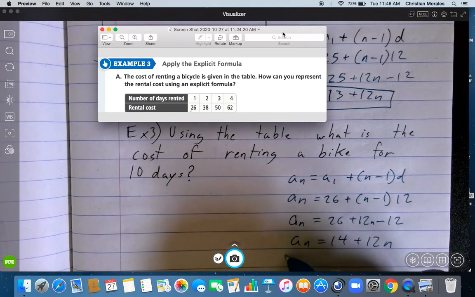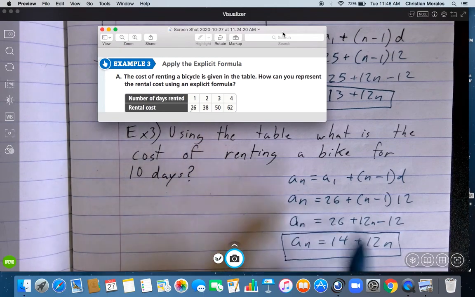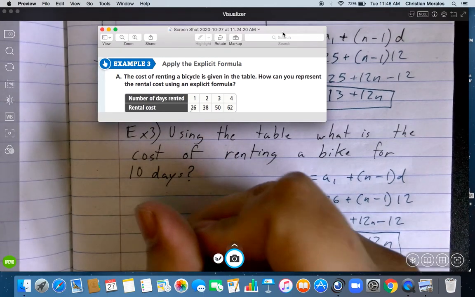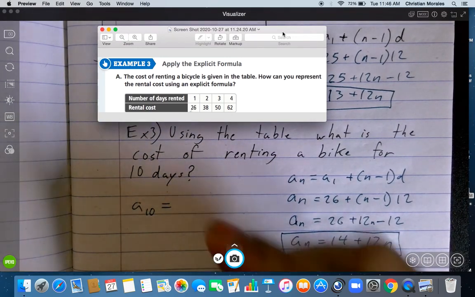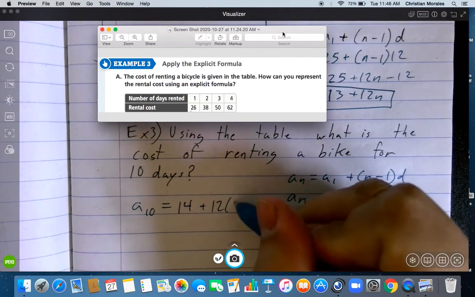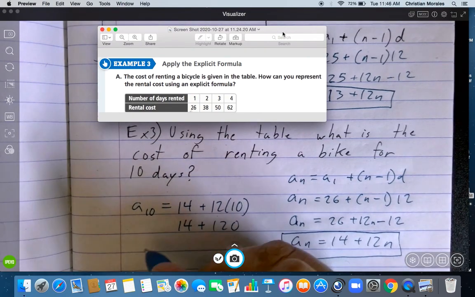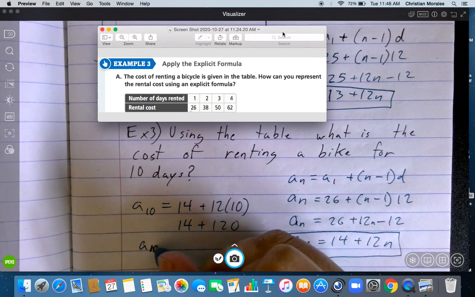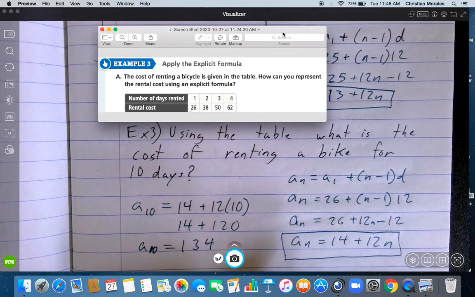So now, if I want to know the cost of renting a bike for 10 days by using this chart, I just got to plug in 10. So, A10. What is the 10th term? Plug it in. Now that's 120 plus 14. A10 would be $134. That would be the charge of renting the bike for 10 days. Okay? And that's how you use it.